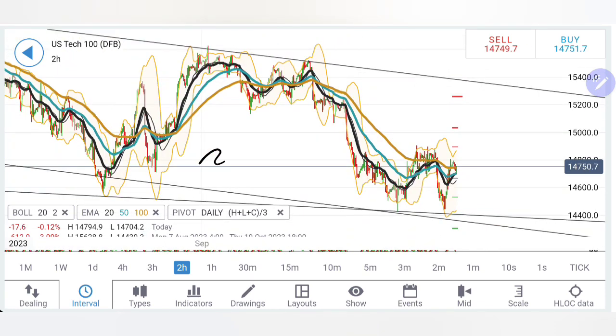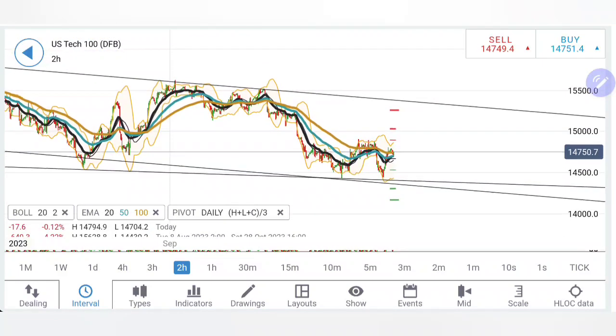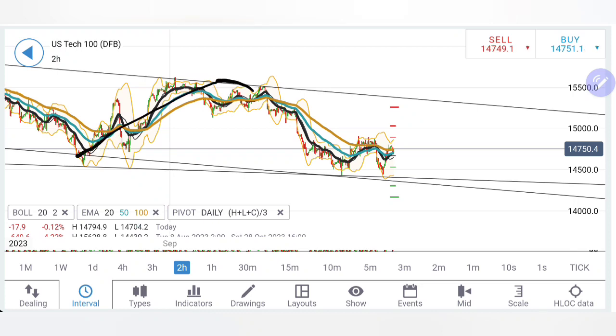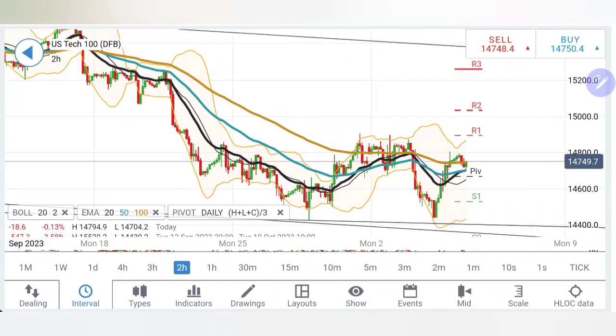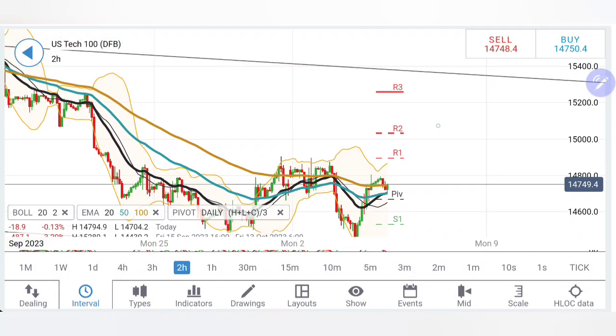Now, if you look at the complete formation on Tech 100 on the 2 hour charts, you will find the top, the bottom, and now it is trying to rise. So now, if it continues to stay bullish from here and trade in this channel, the top of the channel is somewhere here at around 15,350 levels. But see, we have to wait and watch if it is willing to go towards those levels or not.